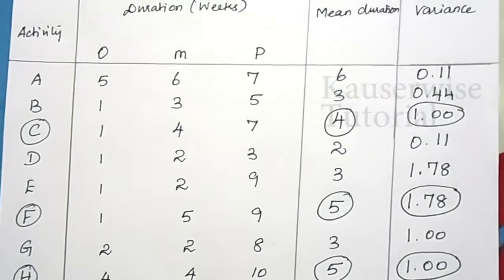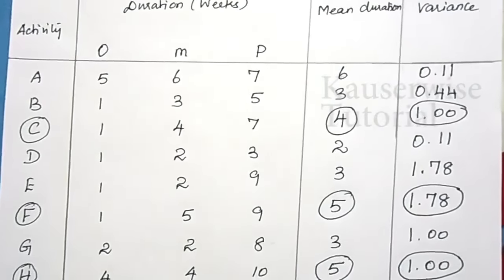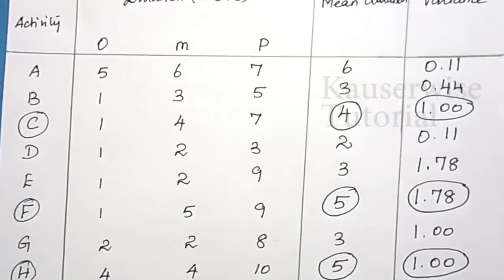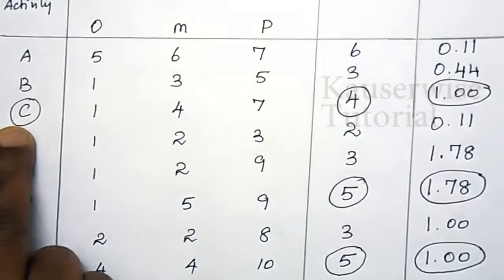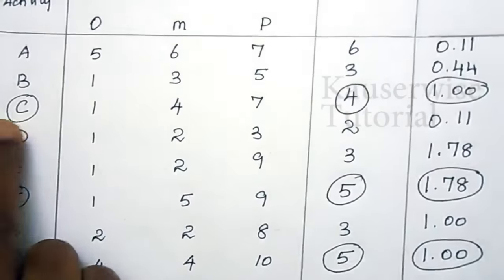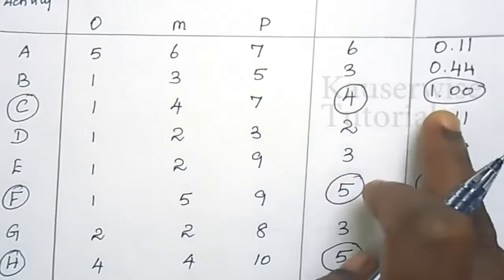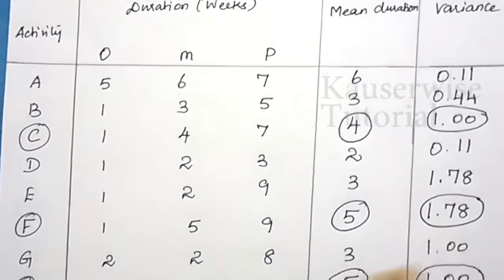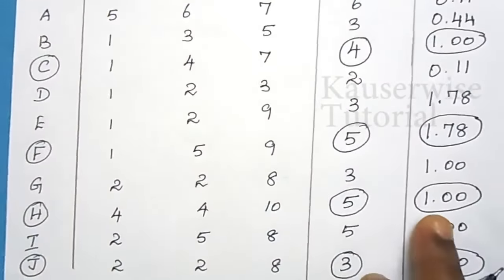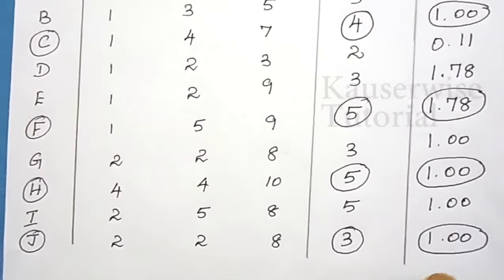At the same time, you have to note down the variance on the critical path. We have already got the mean duration and variance. Now you have to write down only the variance on the critical path. So C is the first activity on the critical path. For C, variance is 1. For F, variance is 1.78. For H, variance is 1. For J, variance is 1.